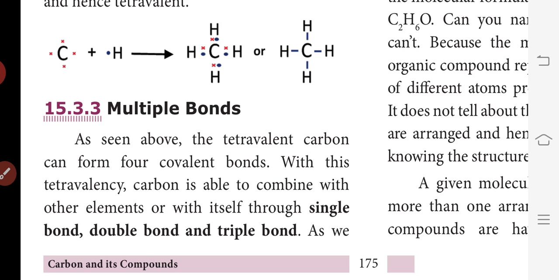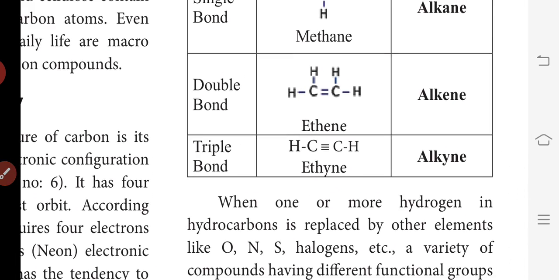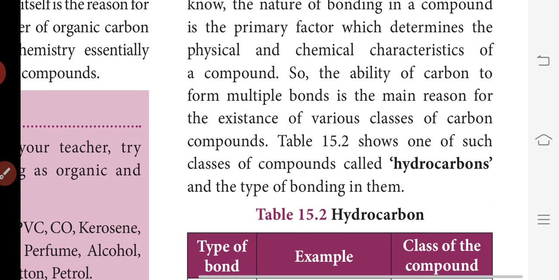Next, multiple bonds. Multiple bond means when carbon combines with carbon, we connect it by a single hyphen. If there is a single line, it is a single bond. If there is a double line, it is a double bond. If there is a triple line, it is called a triple bond. So with this tetravalency, carbon is able to combine with other elements or with itself through single, double or triple bond. As we know, the nature of bonding in a compound is the primary factor which determines the physical and chemical characteristics of a compound.